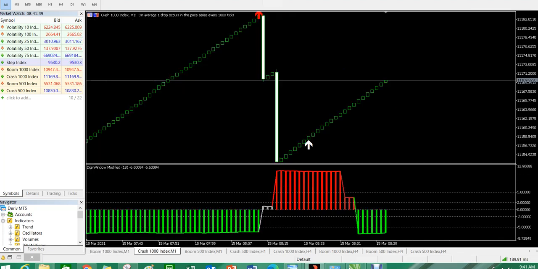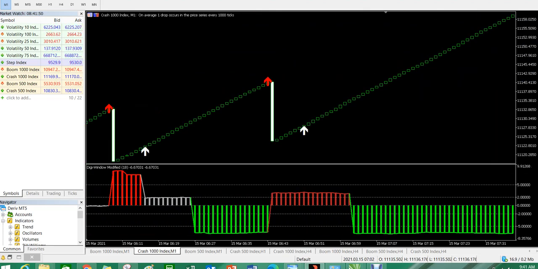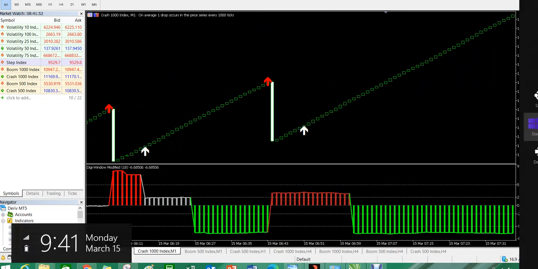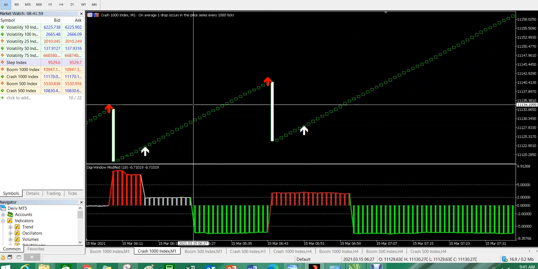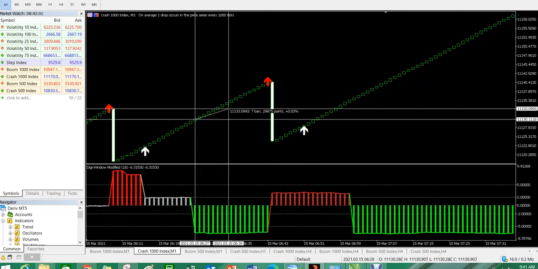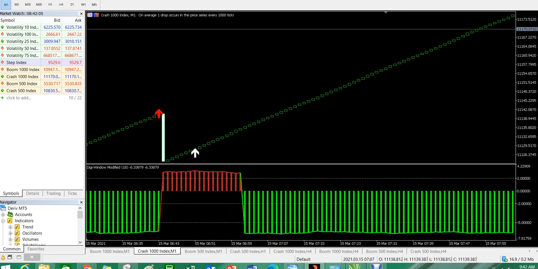Let's check out what is happening with Crash 1000. For Crash 1000, I'm using the crusher indicator. Let me take it back a bit. You can see that it is more of an uptrend than a downtrend. For instance, somewhere here we got our buy arrow for us to buy, but it got confirmed a bit late. But even at that, it still gave us 16 minutes candles before the crash happened.